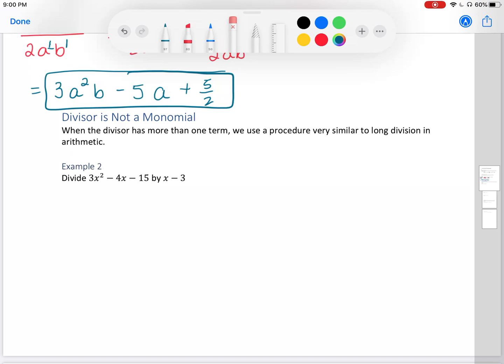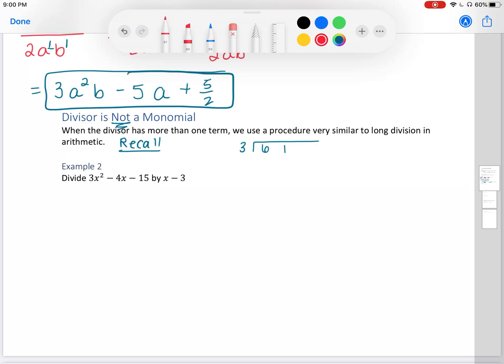Now, what about when your divisor is not a monomial? When the divisor has more than one term, we use a procedure very similar to long division in arithmetic. So let's recall long division in arithmetic. What if we had 3 divided into 61?